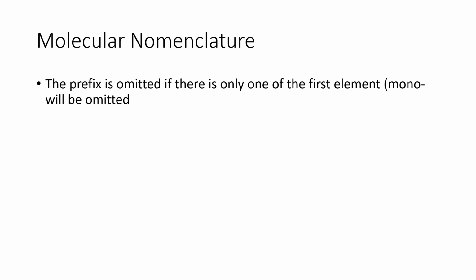Some special situations occur. The prefix is omitted if there's only one of the first element. So if the first element only has a subscript of 1, it will not have a prefix. It will not have mono on it. For example, CO2, C is carbon, and there's only one of them. So you simply list carbon, and it will not have a prefix. The O2, O is oxygen, so it becomes oxide, and the prefix for 2 is di, so it's carbon dioxide.